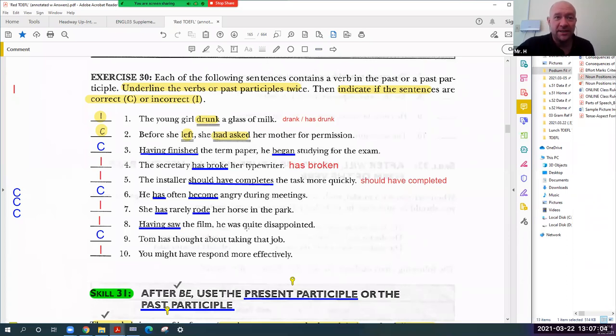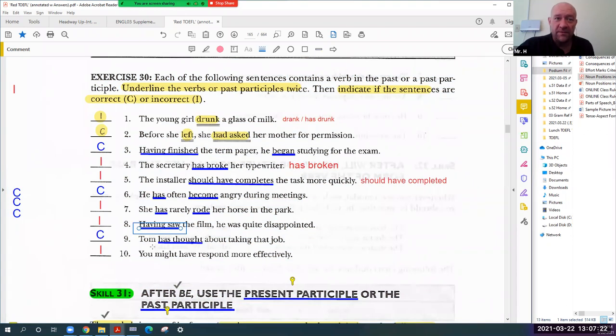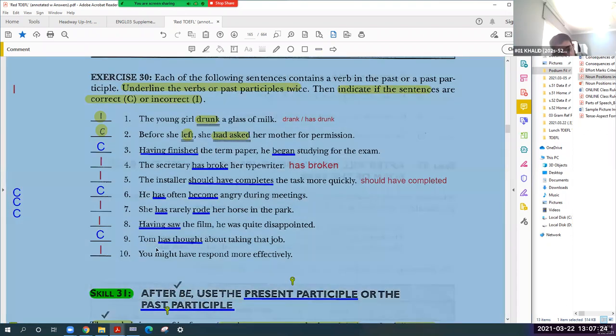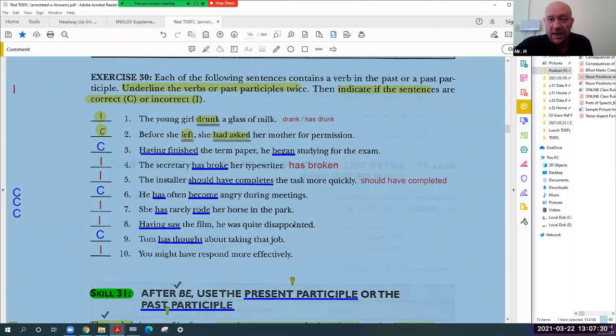Khalid, you want to do number nine? Okay. Tom has thought about taking that job. Okay. I think it's correct. Yes, this example is correct, right? Why? Because we have the formula. Have plus verb three. Have plus verb three. Correct formula.